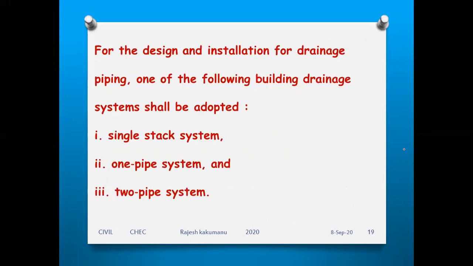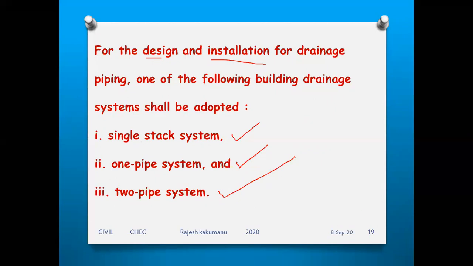So for the design and installation of drainage piping, any one of the methods is used for building drainage system. So for the design of the building and installation of piping, we can use any one of the methods. What is the first method? Single stack system. Or second method, one pipe system. What is the third method? Two pipe system. We have already discussed these systems neatly.